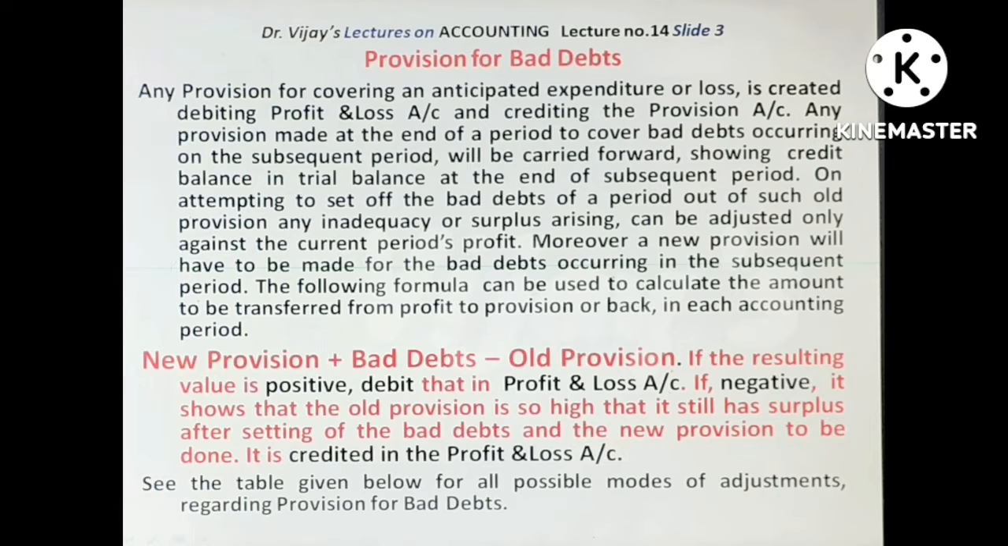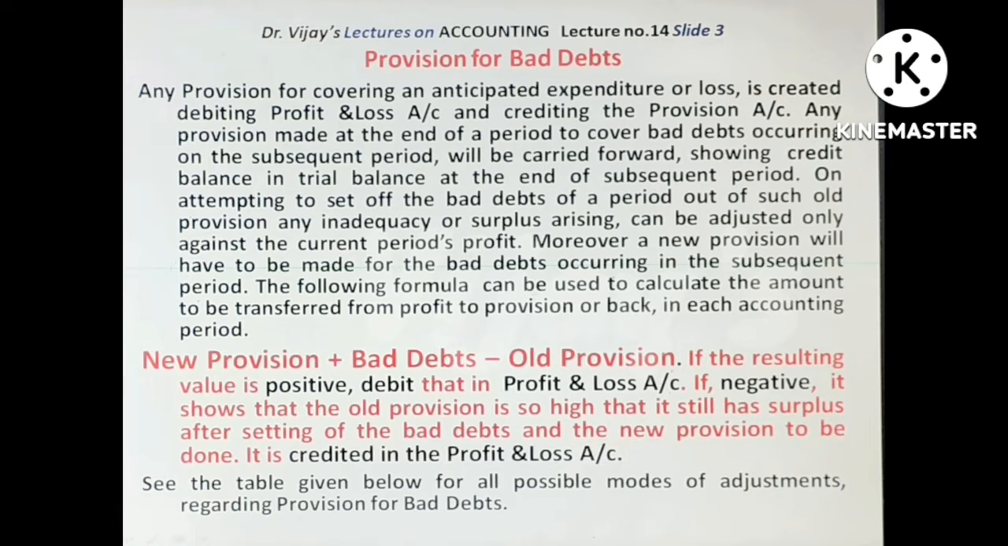That is new provision. The following formula can be used to calculate how much amount is to be transferred from profit and loss account to provision account or back in each accounting period: new provision plus bad debts minus old provision. New provision means the provision to be created during the current period for covering the bad debts of the subsequent period. Bad debts means bad debts occurred during the current period, before preparation of trial balance, and any additional bad debts occurred after that.